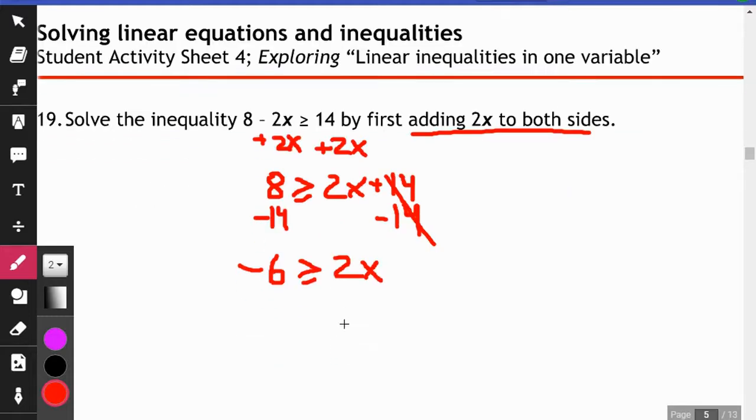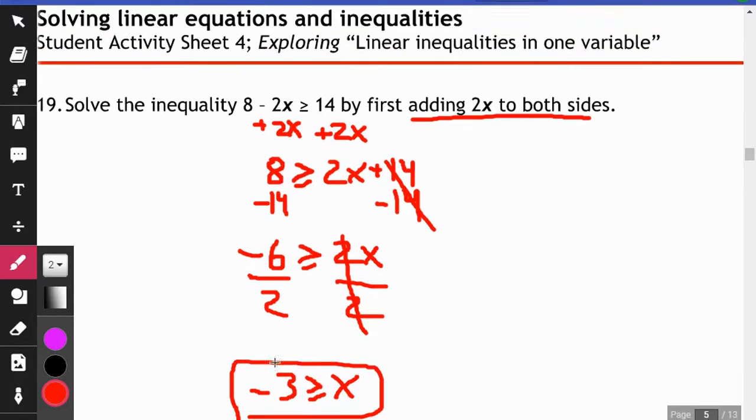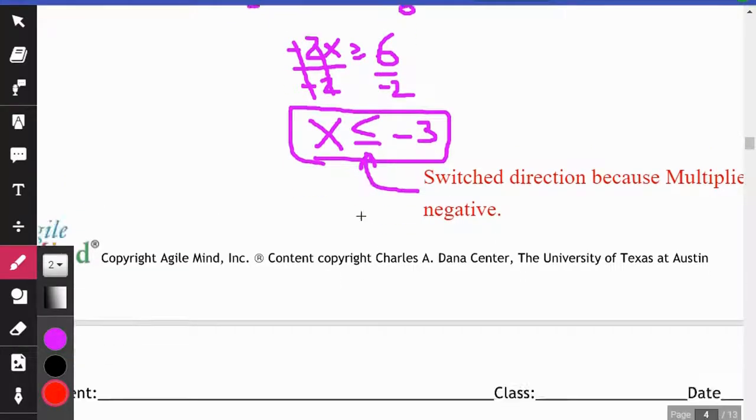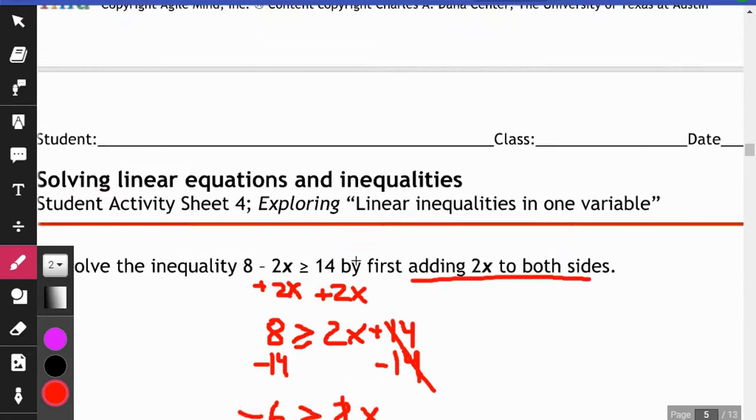Now I get rid of the 2 by dividing. The 2's cancel out, and I end up with -3 is less than or equal to x. Now you'll notice that in the last one, we got the same answer. X is less than or equal to -3. -3 is greater than or equal to x. It's the same thing, just switched sides.